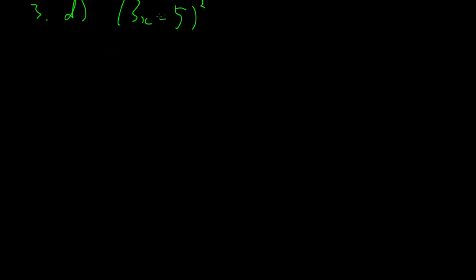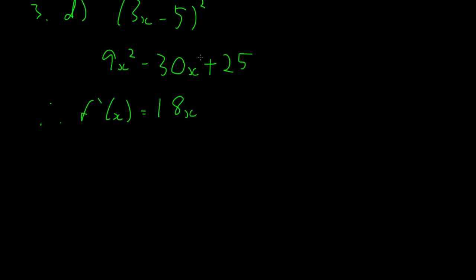Okay, so we've got 3 squared is 9x squared. And to expand a square, you do 2 times a times b. So 3 times minus 5, that's minus 15x. And then times that by 2, so minus 30x. And then the minus 5 times minus 5 is plus 25. Therefore, derivative is 2 times 9, 18x, and 1 times minus 30, minus 30. There you go, that was a bit of a shorter one.